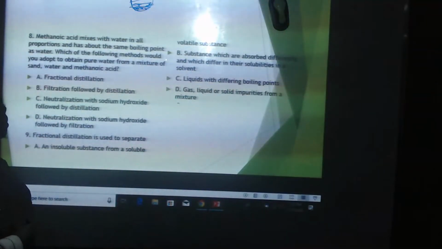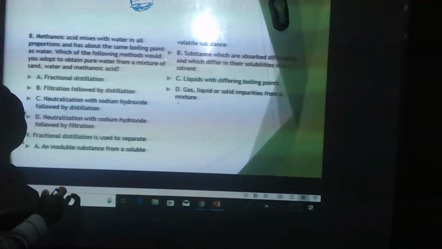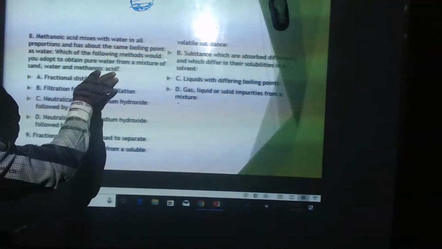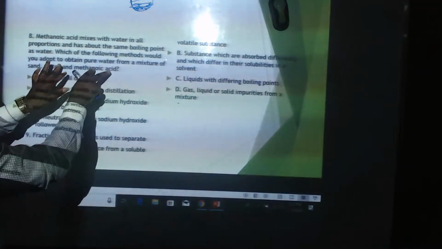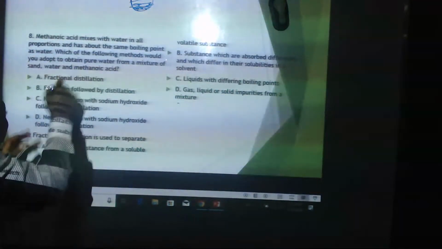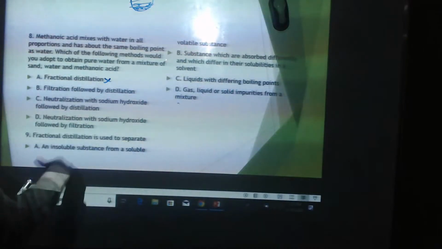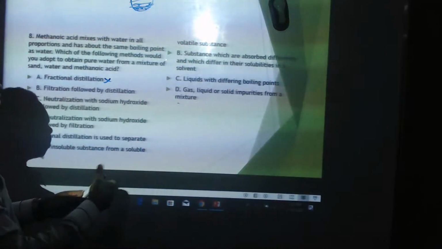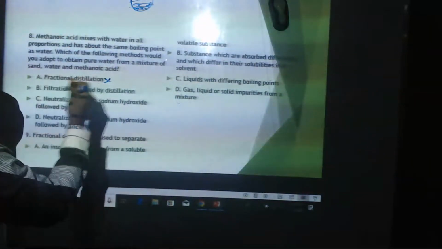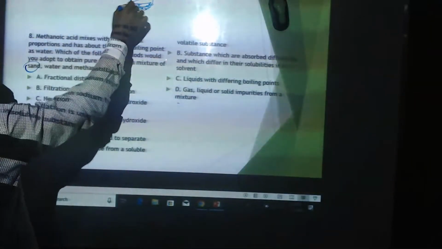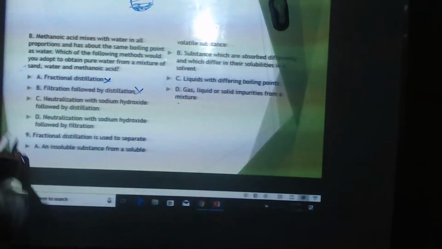So now, which method? They said fractional distillation. I told you fractional distillation has to do with immiscible liquids. Now, water is a solvent here. Methanoic acid is a solute. They can actually mix, so this is out of the context. Now they say filtration followed by distillation. Once you are doing filtration, you talk of solid particles that float on top. Now, sand does not dissolve in water, so you cannot use filtration followed by distillation. So that's wrong.